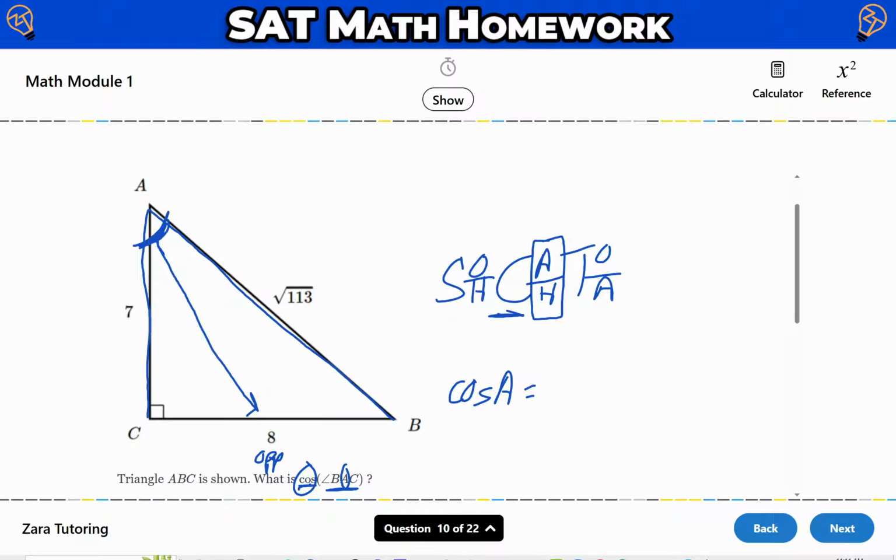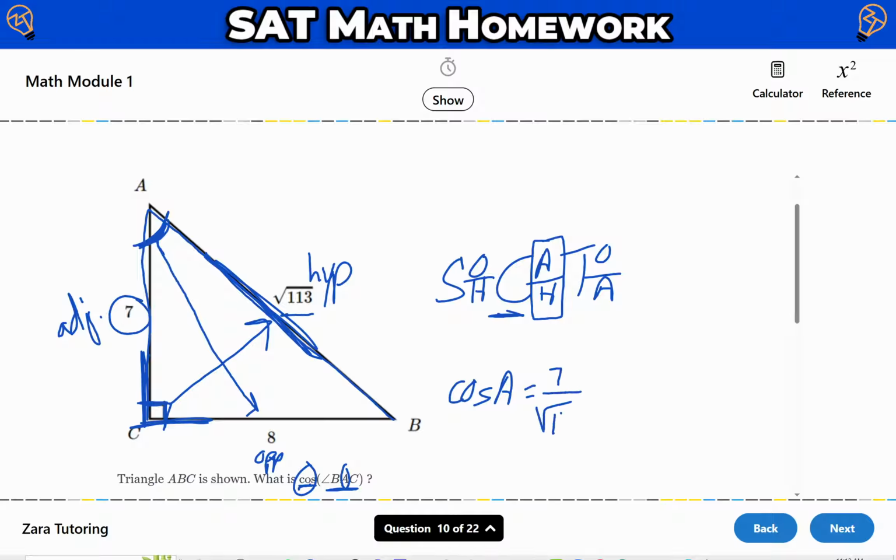And then the hypotenuse is always the one side that's not touching the right angle, because notice these two sides are touching the right angle. This one is not, so that's the hypotenuse. Or you could say it's the one across from the right angle. That works too. And by default, this one is adjacent. Adjacent really means next to. So if we do adjacent over hypotenuse, we get 7 over root 113.